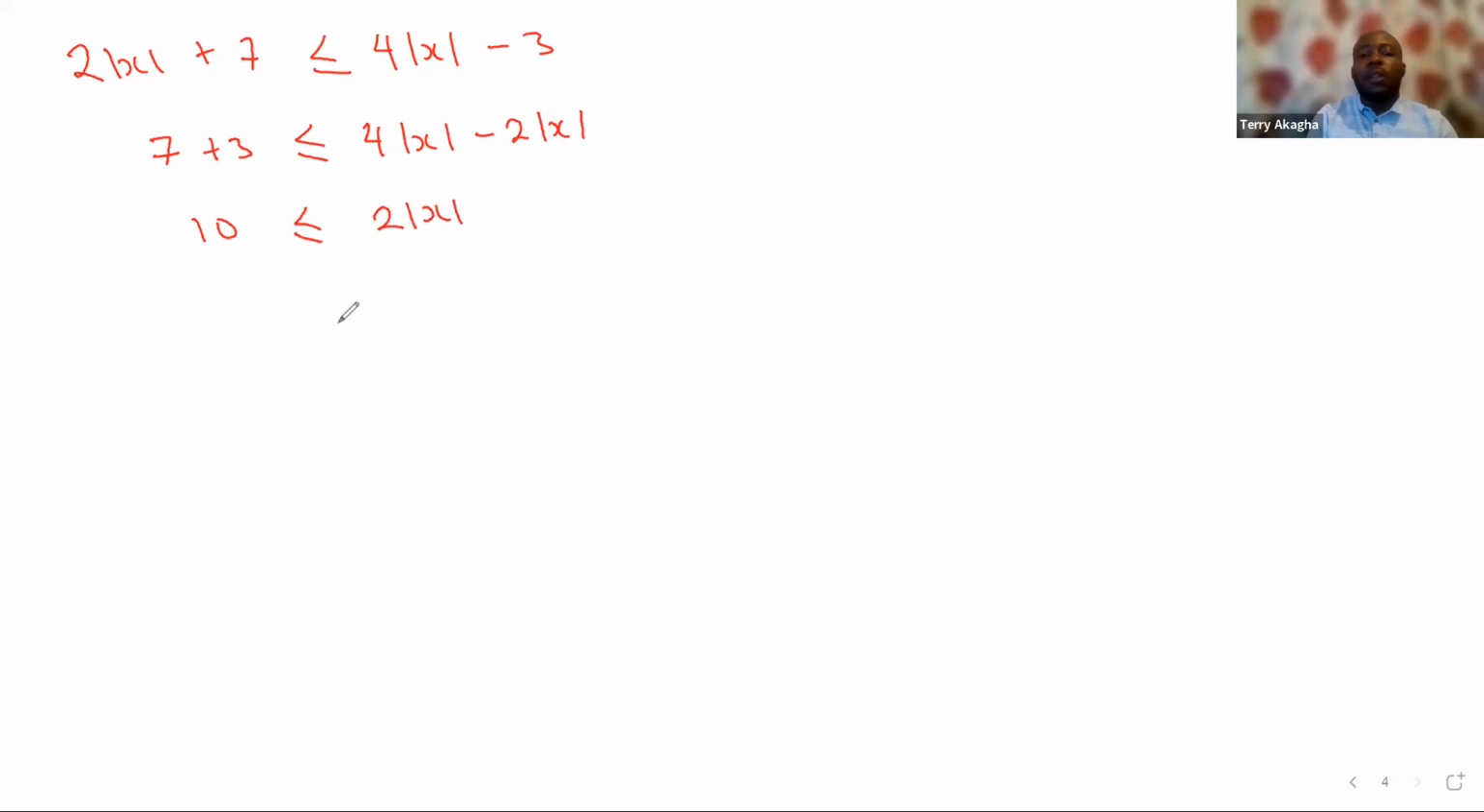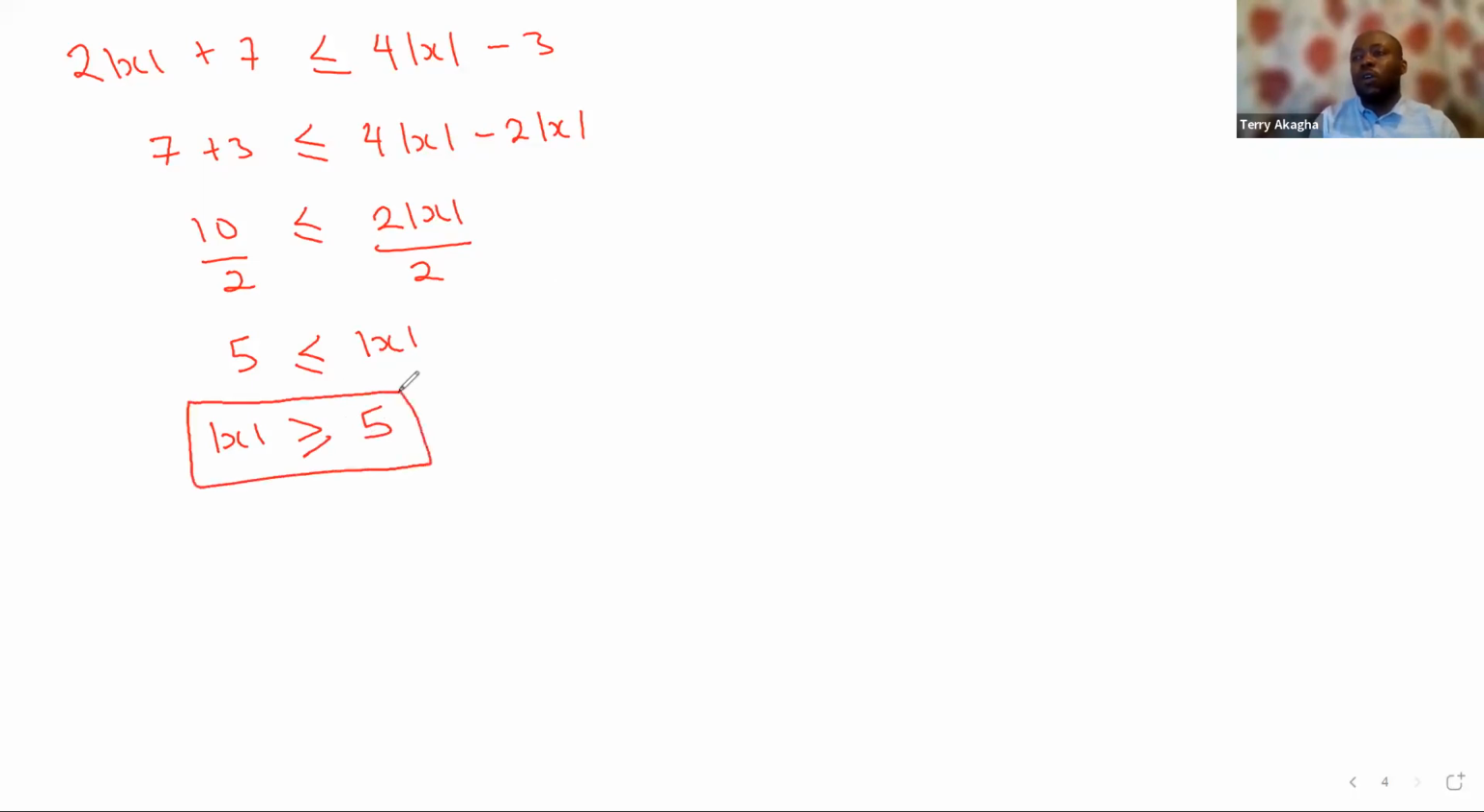Can you see? Then what is the next thing to do? You divide both sides by 2. So that means 5 is less than or equal to the absolute value of x. Now, if you want to swap this the other way around, this can be written again as x is now going to be greater than or equal to 5. And this is what we're going to solve now.